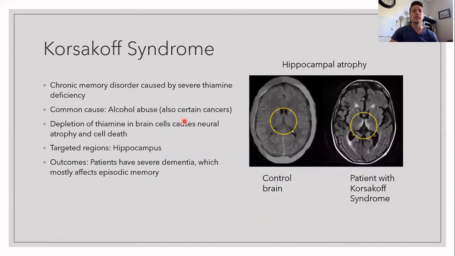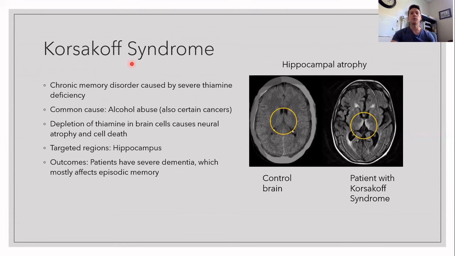And one way we can look at this is through dementias caused by things like thiamine deficiency. One severe type of disease, I wouldn't say it's particularly common, is Korsakoff syndrome. Korsakoff syndrome is a chronic memory disorder that's caused by a deficiency in the vitamin thiamine. And the depletion of thiamine in brain cells causes atrophy, so the brain starts to shrivel up on itself in specific regions, in large part because neurons are just dying. They're not getting enough nutrients that they need from the thiamine. And this leads to cell death, can also ultimately lead to death in general.